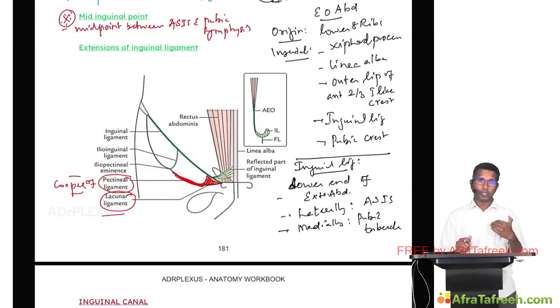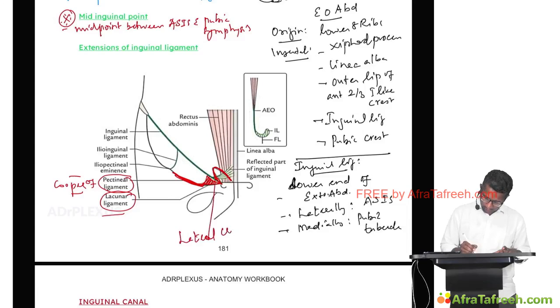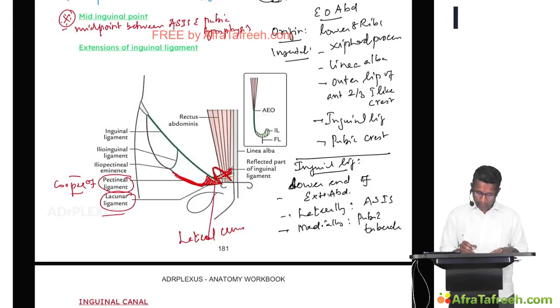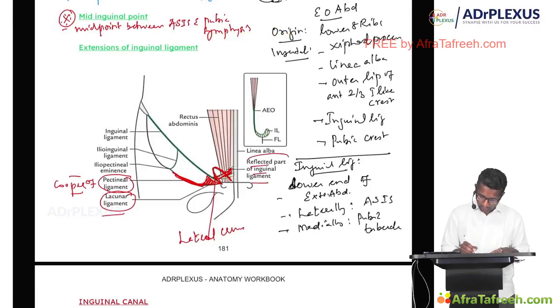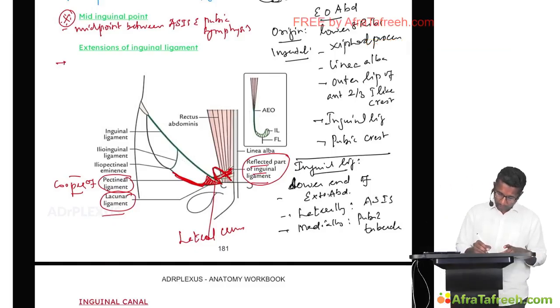Now from the lateral crus of the superficial inguinal ring, if you see here, this is the superficial inguinal ring, and this is called the lateral crus. From the lateral crus you get a reflection, and this is called the reflected part of the inguinal ligament. So these are all the important extensions of the inguinal ligament. What are the important extensions? One is the lacunar ligament.